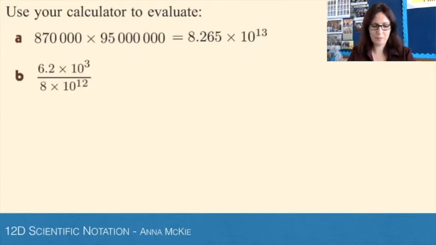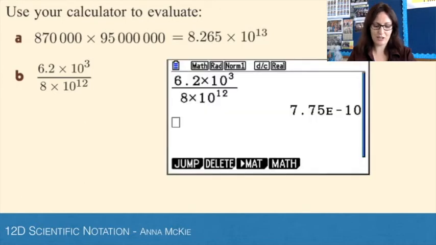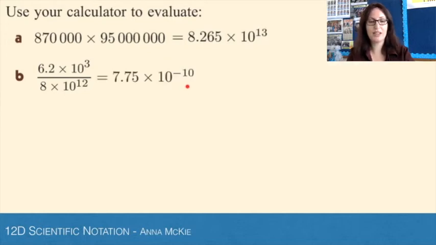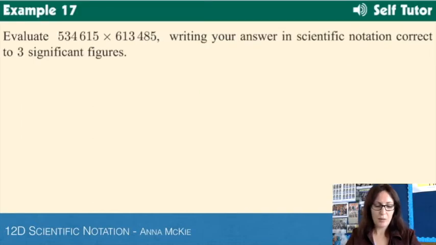Next one, a divide. Grab your calculator, type that in, and your screen should give you something along the lines of this, 7.75, the exponent of negative 10 this time round. So you're going to write 7.75 multiplied by 10 to the power of negative 10. We're asked to evaluate this number here, writing our answer in scientific notation correct to 3 significant figures. So typing that in and see what you get.